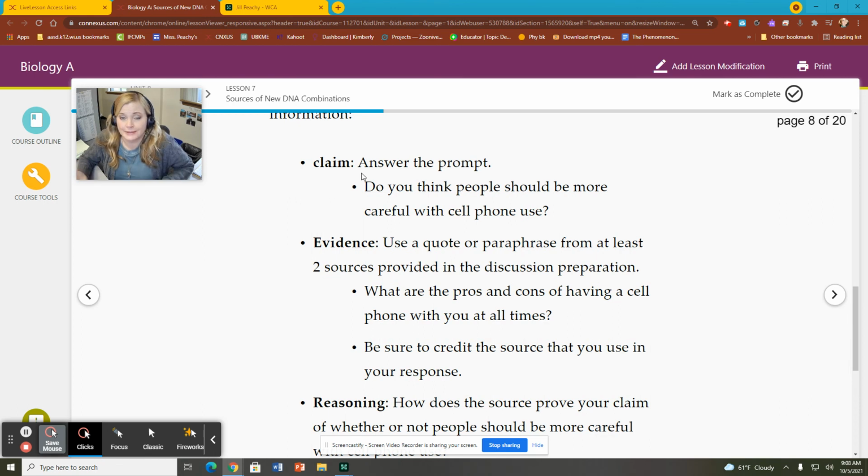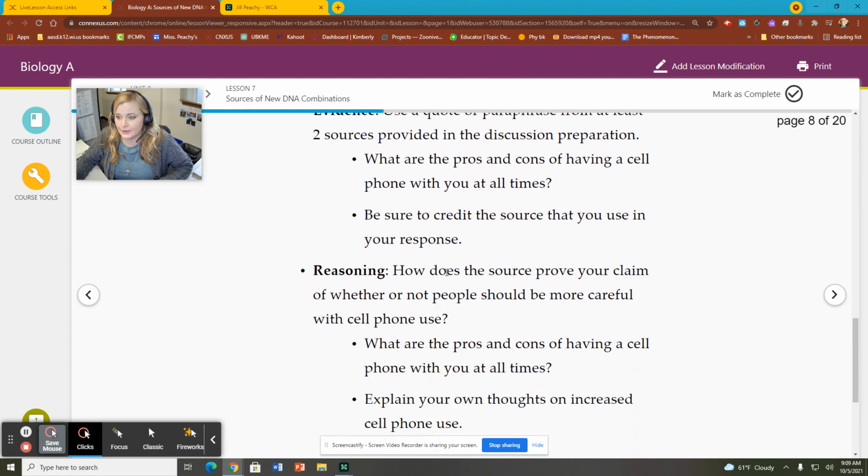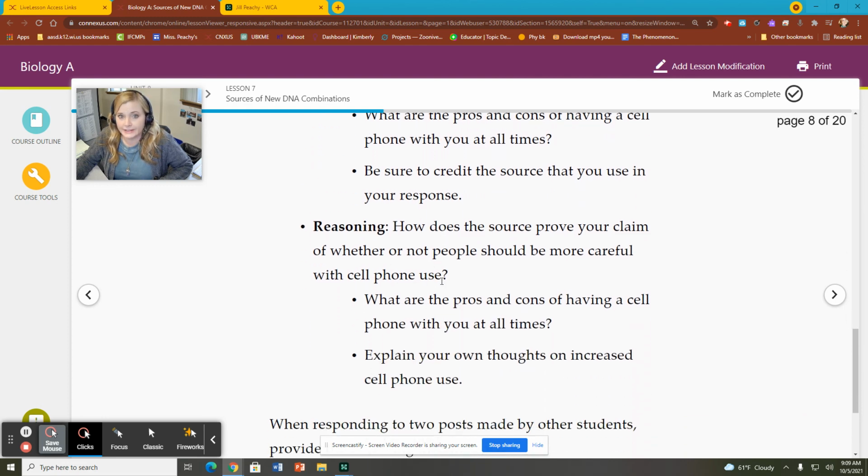Claim. You make a claim. Answer the prompt. But then you also need to support that claim with evidence. Don't just say what you think based on what you've read, but support it. Use a quote or paraphrase from the sources. And it says from at least two sources. Those sources can be what you've read in the lesson, because remember, you did some reading to prepare for this. And make sure you credit those sources. And then reasoning. How does the source provide evidence for your claim? Explain your thoughts. Don't just assume we can understand what you mean.